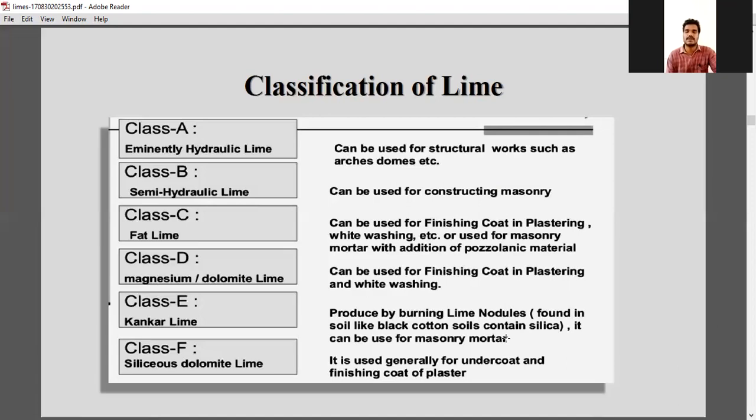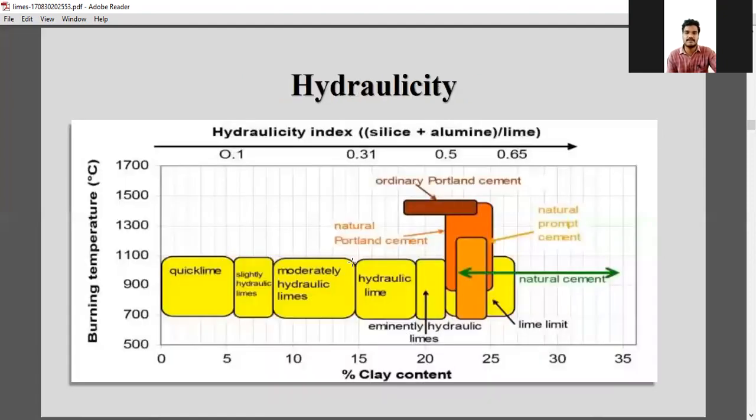It can be used for masonry mortar and pestle, the small items. So mortar preparation also, this limestone prepared mortar and pestle is available. Small quantity in pharma labs or labs they use mostly. It is used generally for undercoat and finishing coat of plaster. So this is a general classification of lime and uses of lime.